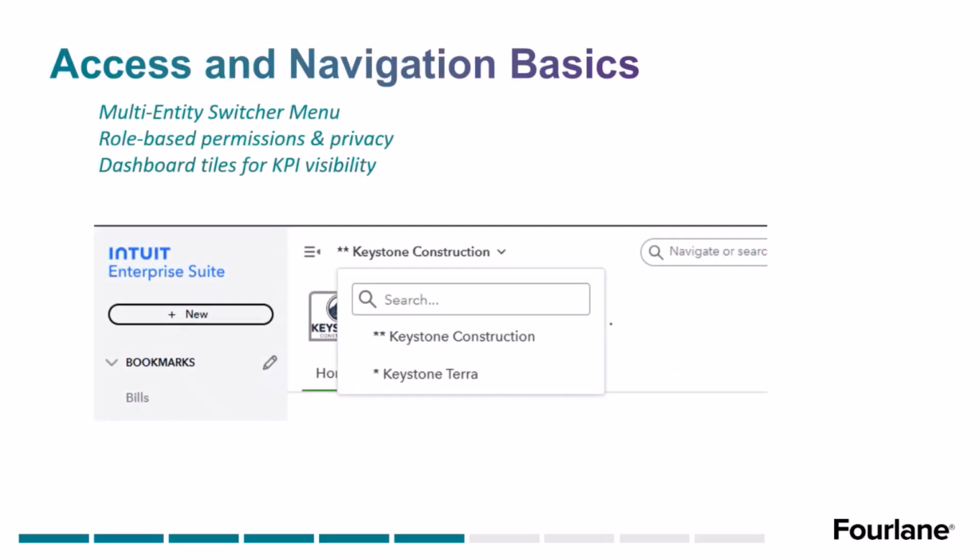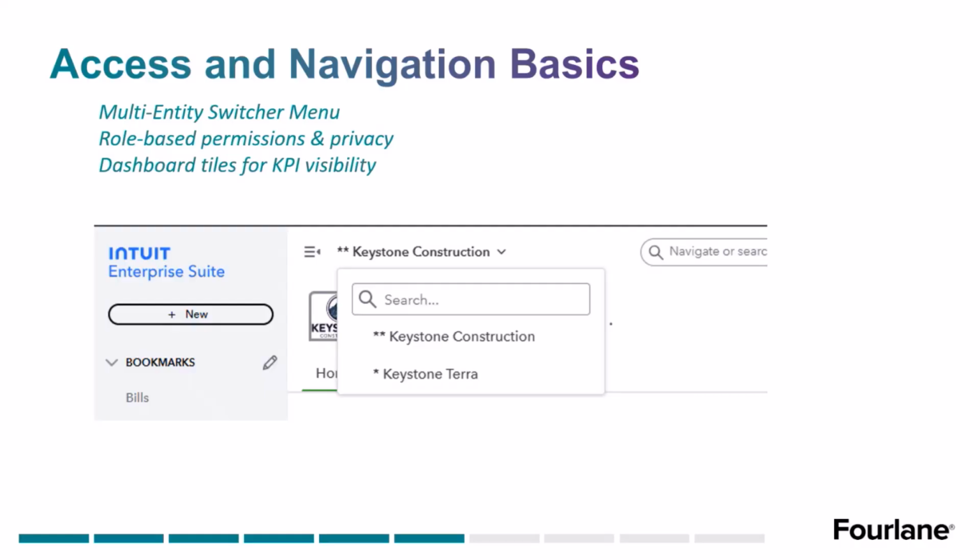One of the first things you'll notice when you log into IES is how seamless it is to move between entities. At the top of the screen, there's a multi-entity dropdown. That's your switcher. Instead of logging in and out of separate company files like in Desktop or in QuickBooks Online, you can simply click and toggle to another company in seconds. It's an instant time saver, especially for accountants or controllers who work across multiple books throughout the day.